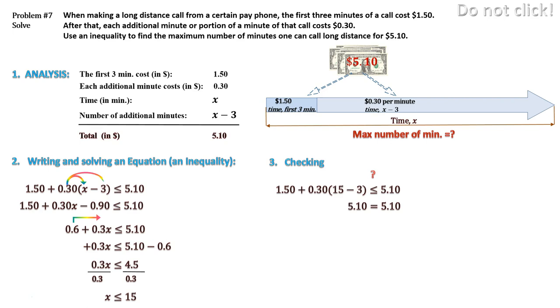The question was the maximum number of minutes for $5.10. So if you have $5.10, you can talk only and only 15 minutes, not more. But if you wish, you can talk less. This is what our answer shows. The maximum number of minutes is 15.